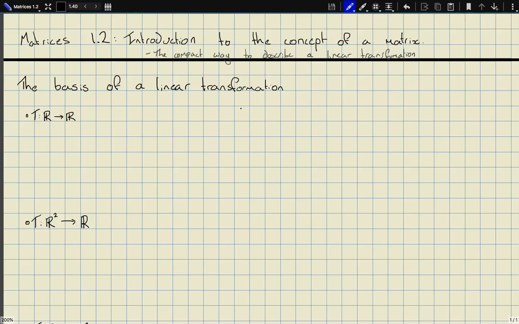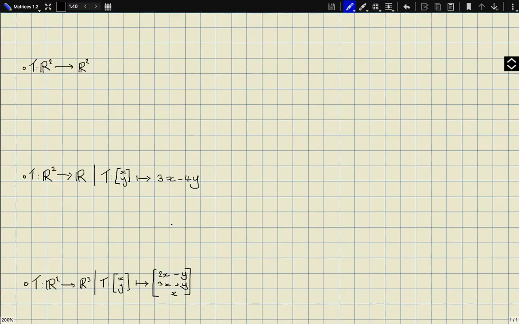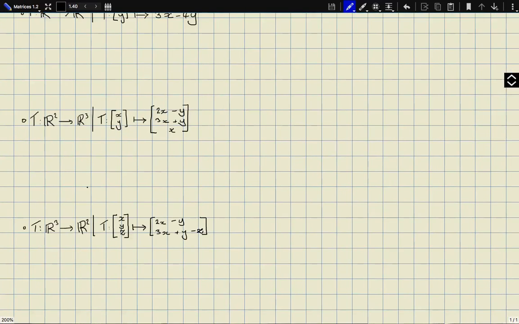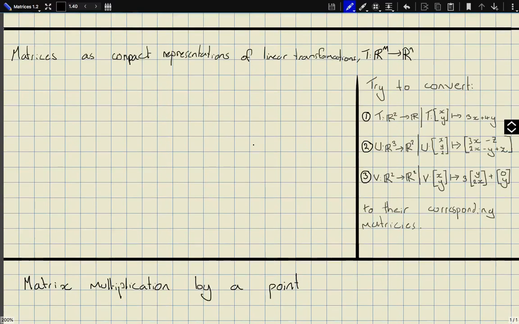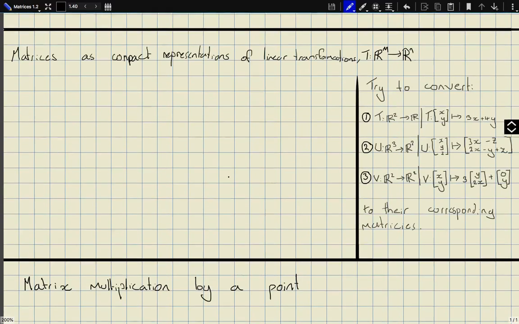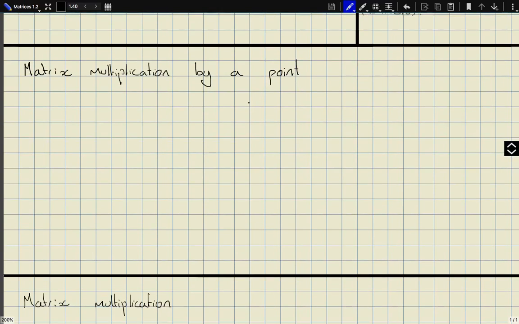Alright, episode 2. So this episode we're going to cover the concept of a matrix. We're going to look at a matrix as a way of describing a linear transformation using its basis. First off, we're going to cover what the definition of a basis of a linear transformation is. Then we're going to move on to figuring out bases of specific transformations. And then we're going to look at how we use matrices to represent linear transformations using their bases.